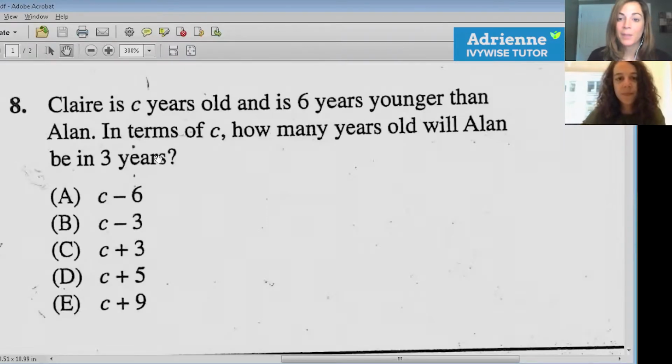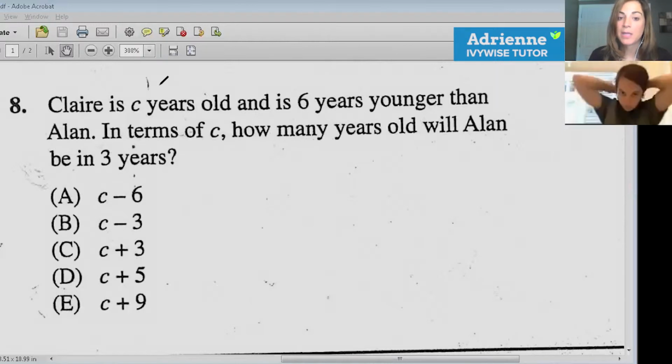So I'm going to open up a practice problem here, and I'm going to use this to basically demonstrate how we're going to do this wonderful strategy called plugging in. All right. And so I'm going to read this problem to you out loud here. So we have Claire is C years old and is 6 years younger than Alan. And then it says, in terms of C, how many years old will Alan be in 3 years?